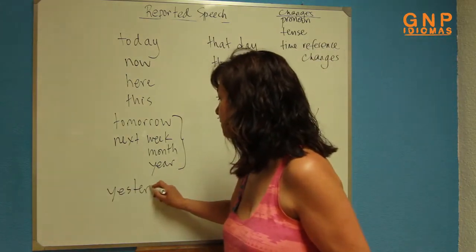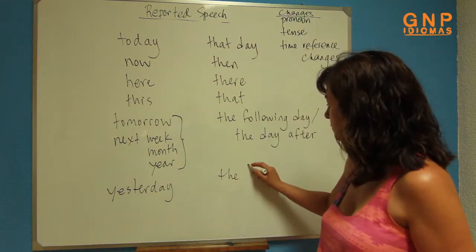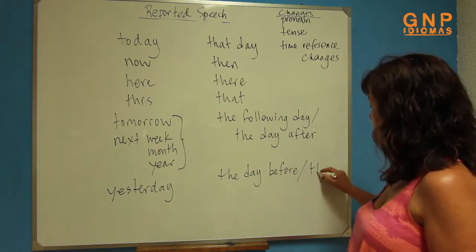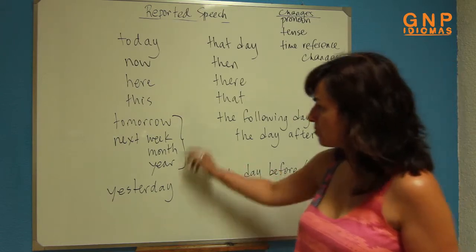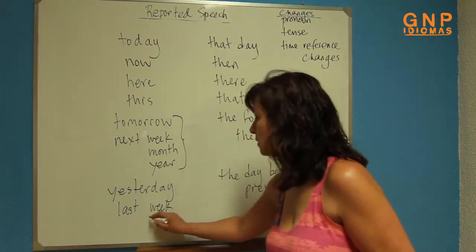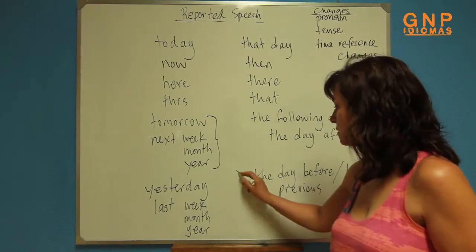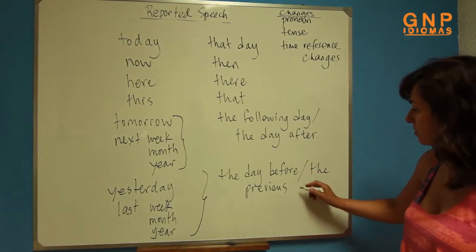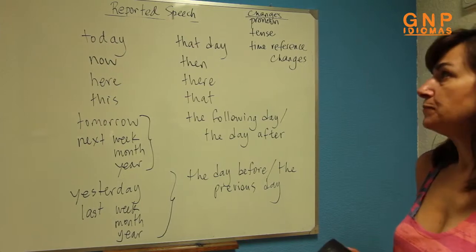Yesterday goes to the day before or the previous day. Okay? And again, the same thing with last week, month, and year. All right? All of these have this sort of change, the day before or the previous, sorry, I missed that day. Okay? Another one, the last one.